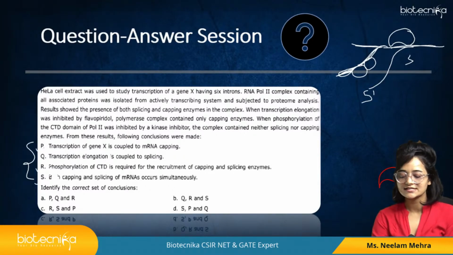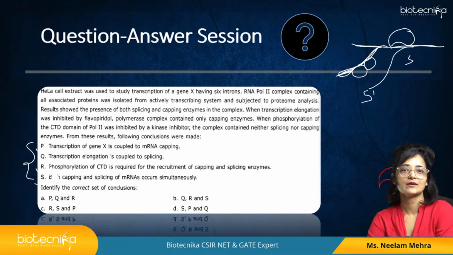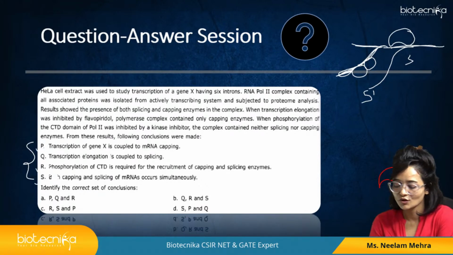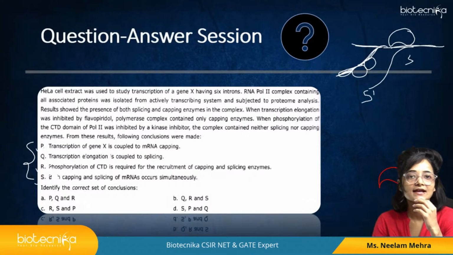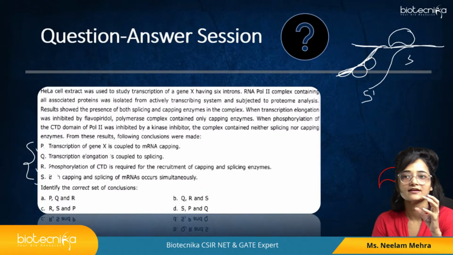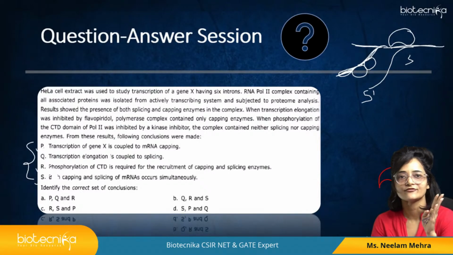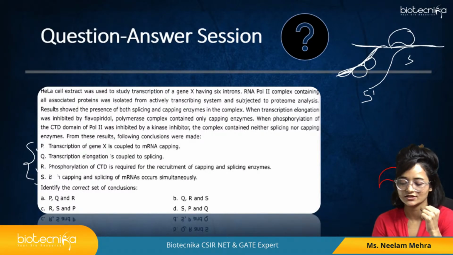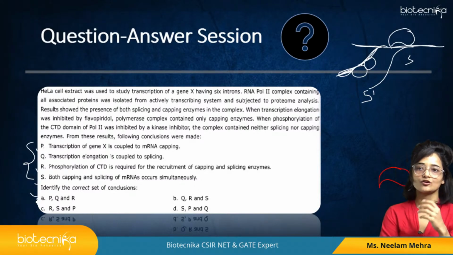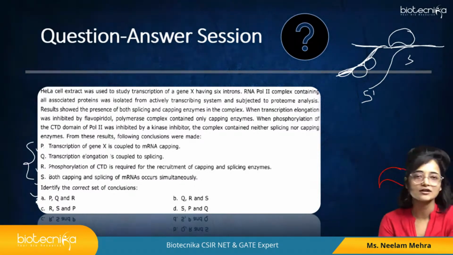Now option C says that both capping and splicing of mRNA occur simultaneously. No, this is not the correct option, because capping is a process which occurs co-transcriptionally, while splicing occurs post-transcriptionally. When the transcription has finished, only then does the splicing take place, right? So whosoever gave option A as the correct option, they are right. Did you understand the explanation for this question?